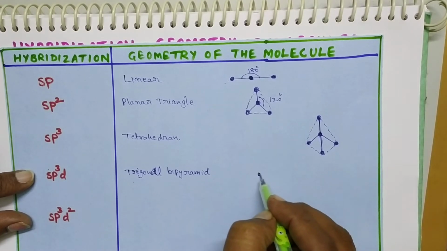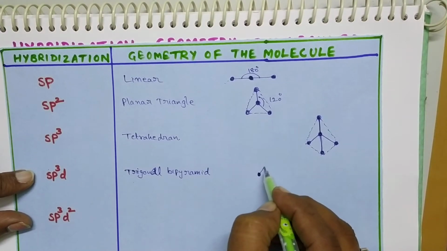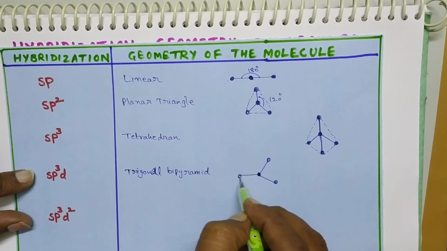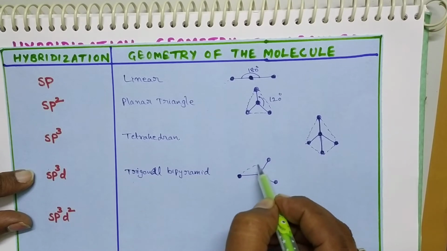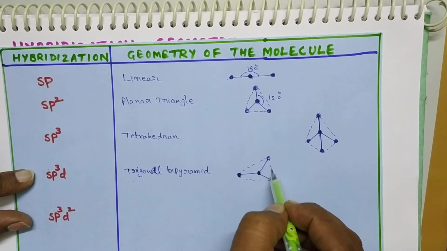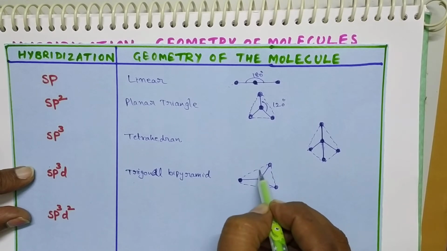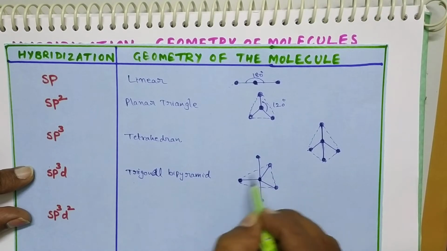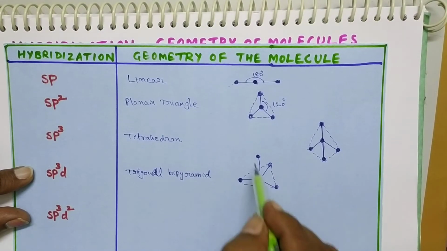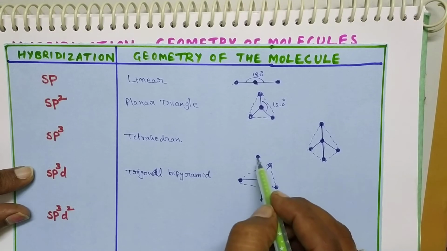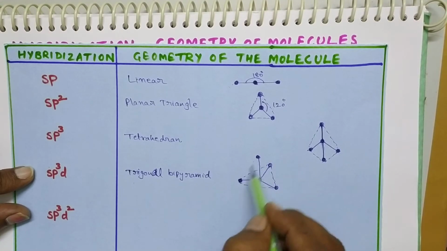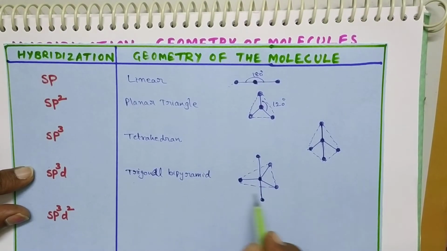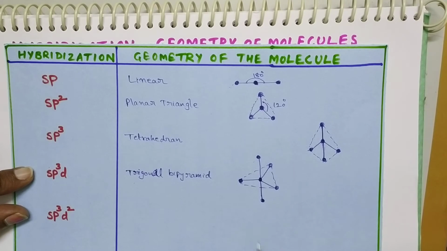So trigonal bipyramid means, this is the central atom, it forms a triangle with 3 corners. So if we join these 3 corners, we have a triangle. One atom is present above the plane of the triangle, and the other atom is present below the plane of the triangle. So here it is trigonal bipyramidal structure. So it forms an apex with the base as a triangle. That's why it is called trigonal bipyramidal structure.